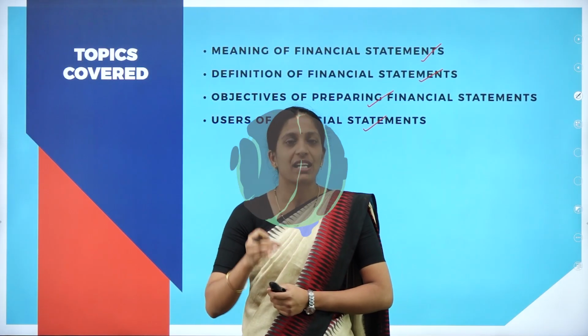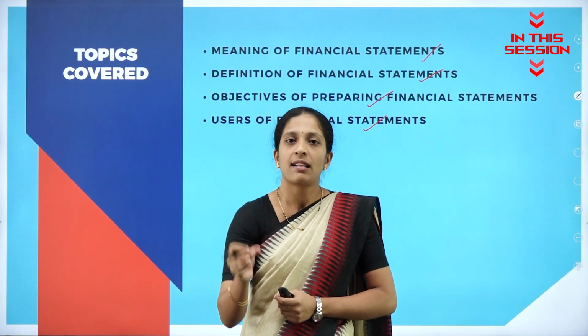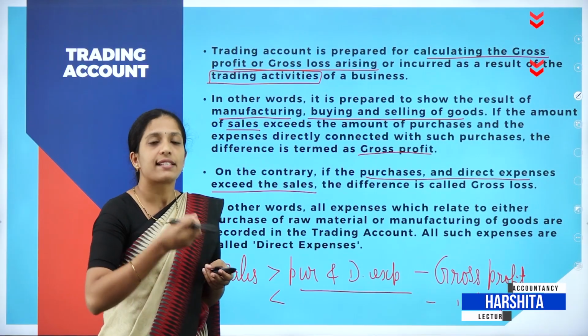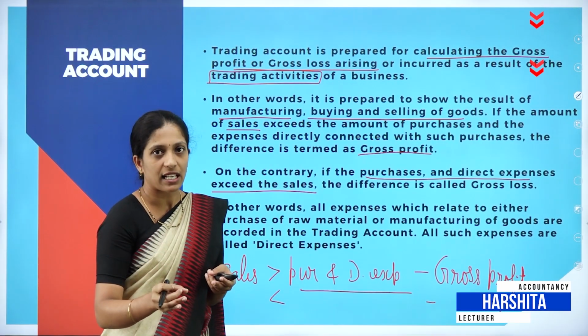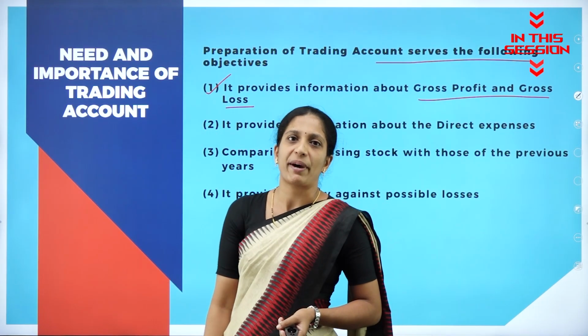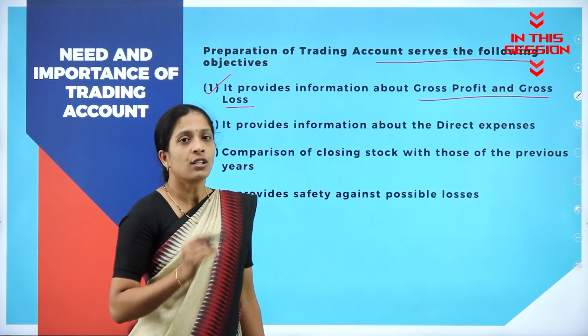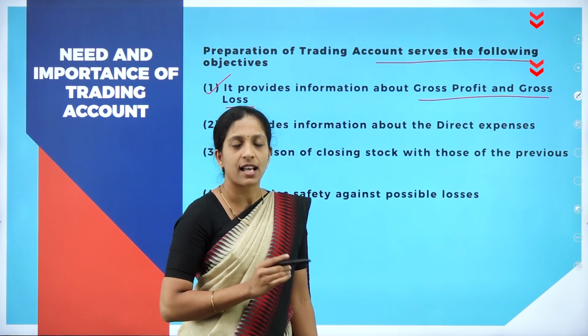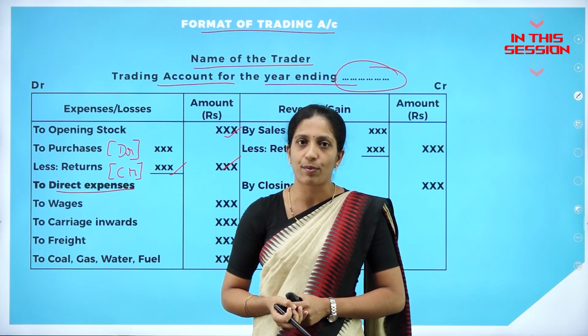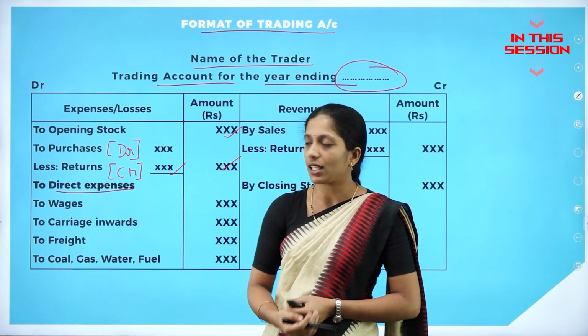Under income statement, it has been divided into two parts, that is trading account and profit and loss account. If the sales is less than the purchases and direct expenses, then it is termed as what? Gross loss. Main intention of preparing your trading account is to know the gross profit or gross loss of the business. The expenses which are involved directly in manufacturing a particular product, that is called as what? Direct expenses.